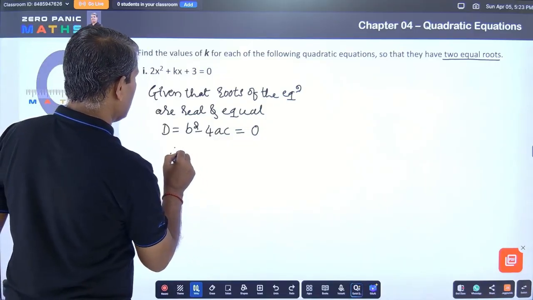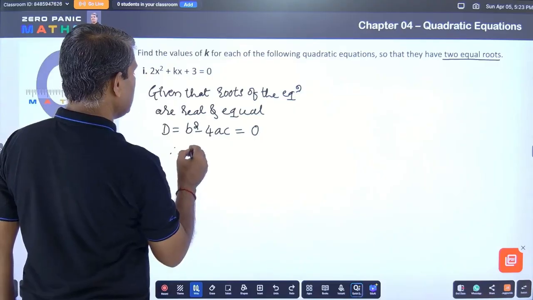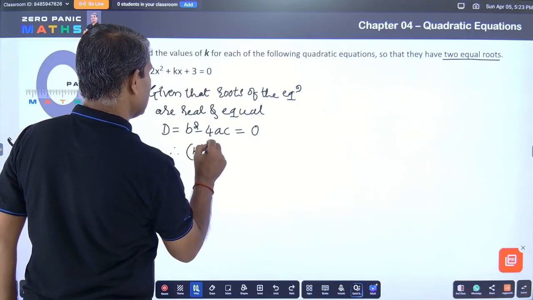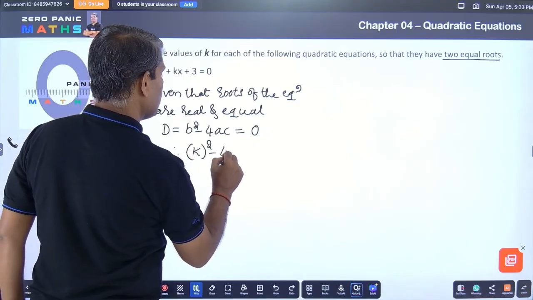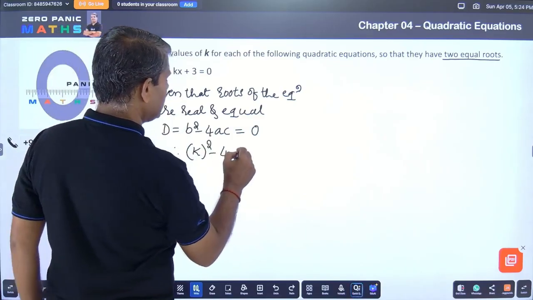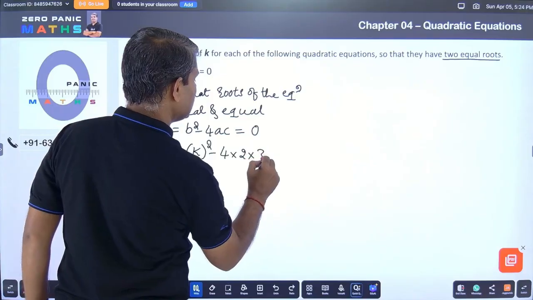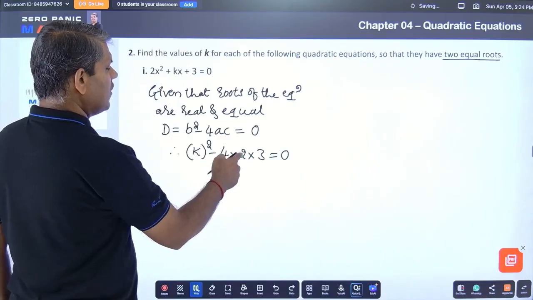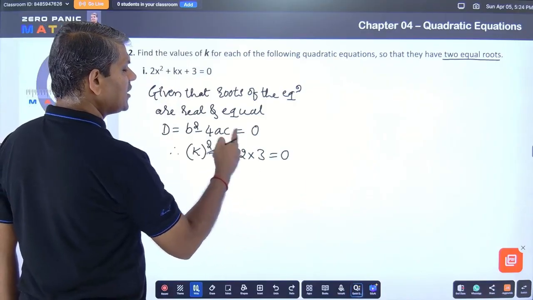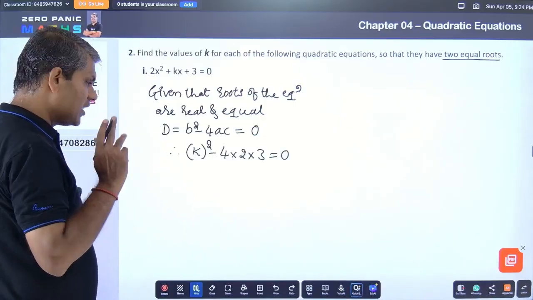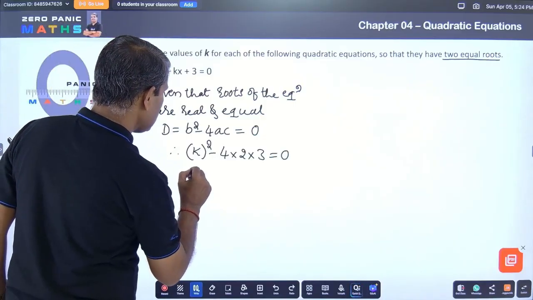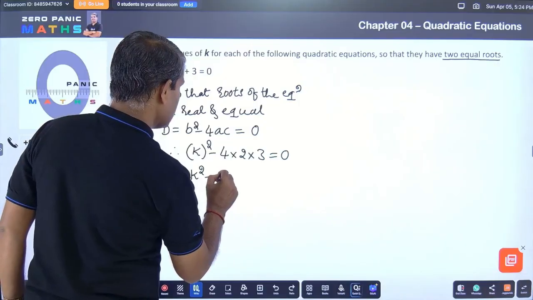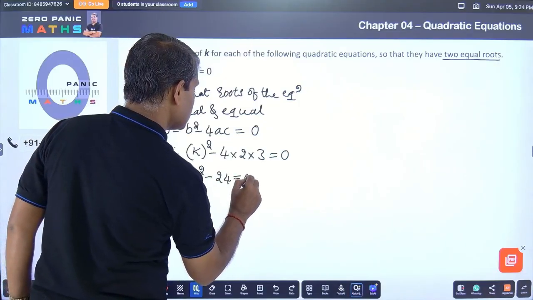Therefore, what is b here? B itself is k. So that is k square minus 4a. What is a? It is 2. What is c? It is 3. Is equal to 0. Therefore, k square minus 4, 2s are 8, 8 3s are 24, is 0. So let us write k square minus 4 2s are 8, 3s are 24 is equal to 0.